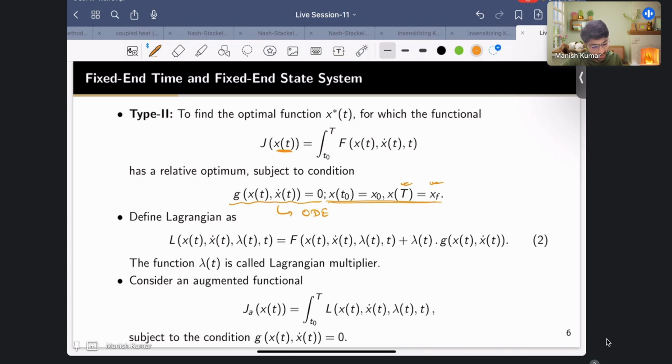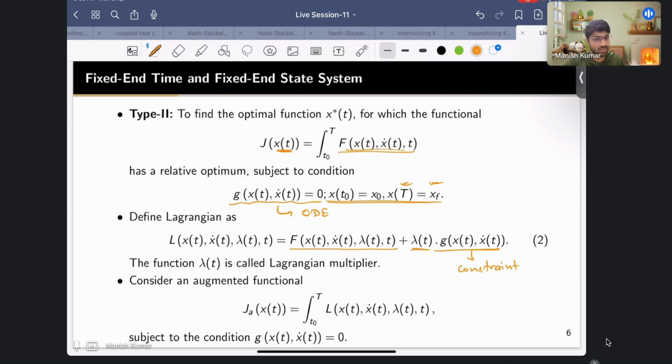So define a Lagrangian. We will take this function f, plus lambda t times g. So g is the constraint. This is a function of t, so lambda t is unknown to you. So you consider this kind of function L of x t, x prime t, lambda t to be f plus lambda times g.